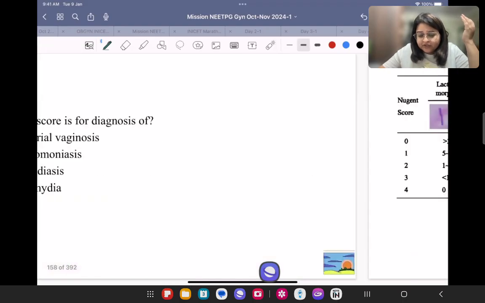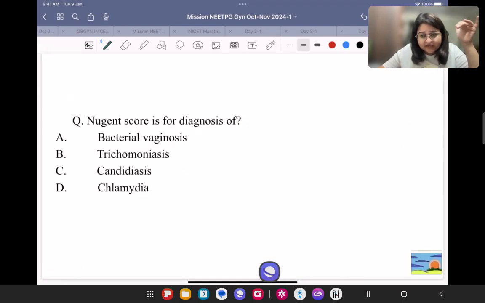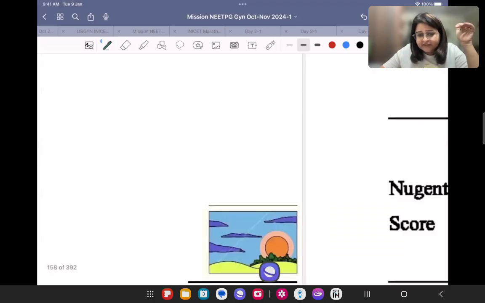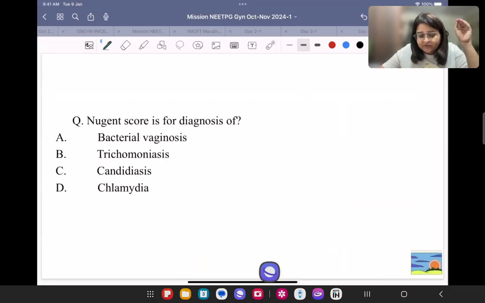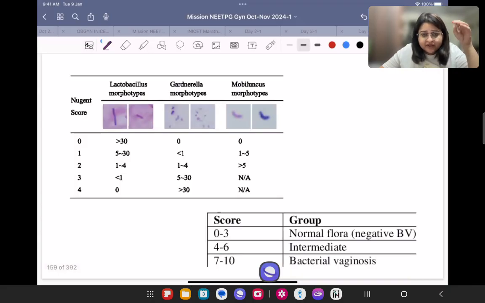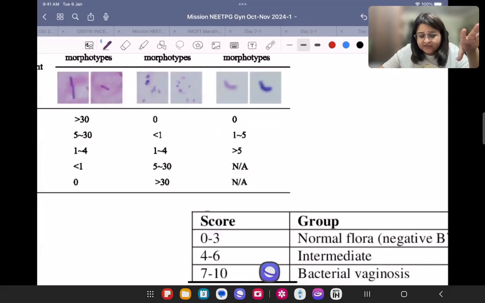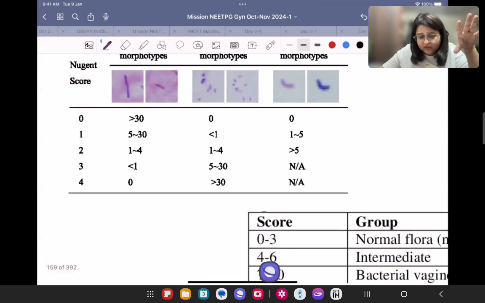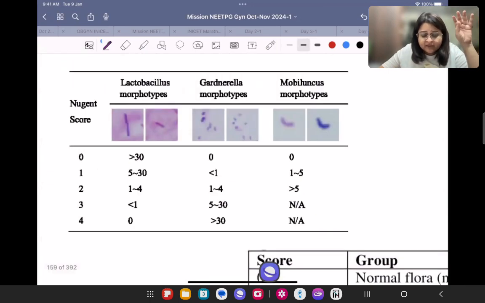Okay, Nugent scoring, this question has come in this NEET PG evening session. The question was Nugent scoring is for diagnosis of, and many people didn't know this. The answer is bacterial vaginosis. Okay, what is Nugent scoring? I also just put up an example of what is done, although I'm sure micro has taught it, because it came as a question this time.